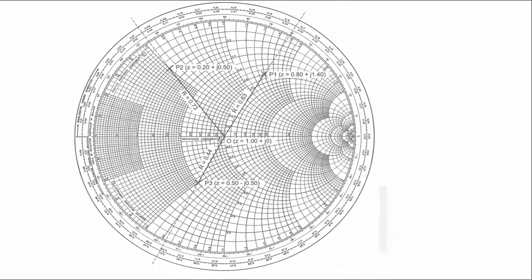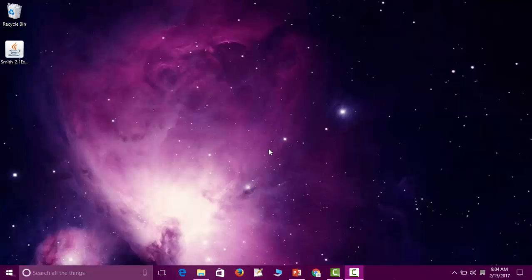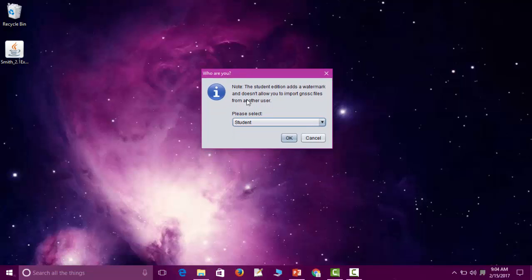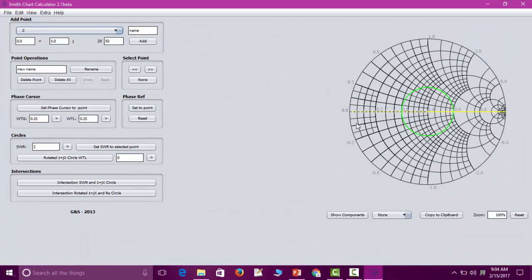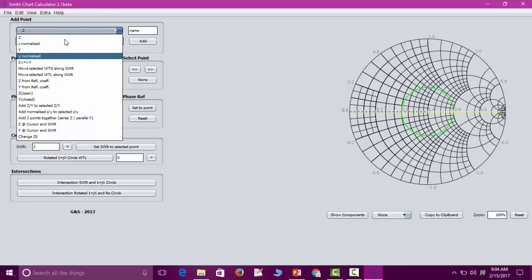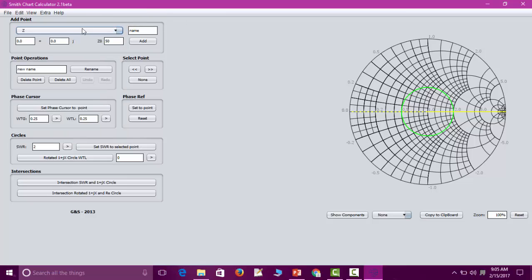Now I will quickly show you software which I found on the internet. It is a Smith chart calculator. First it asks who are you, the student edition, adds a watermark, and select student, and then we get a nice little tool which will help us plot the values of impedance, and it has many options: normalized impedance, Z, Y, which is the admittance, move, selected, Z from reflection coefficient, Y from reflection coefficient. You can use this software if you want to get a feel of the Smith charts and how to plot them.